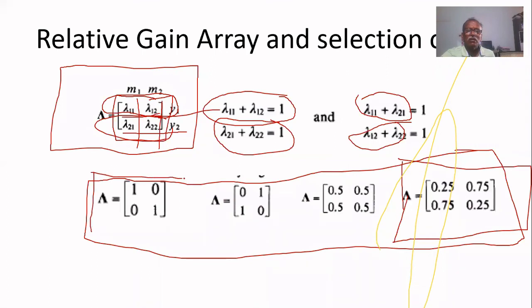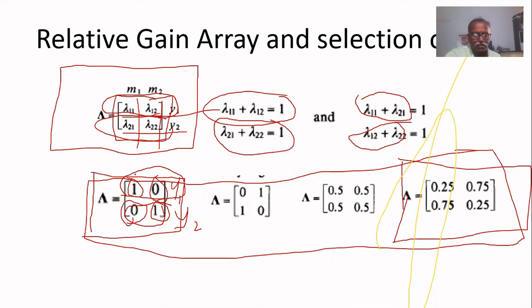Here we got a relative gain array of 1 0 0 1. It means m1 has very strong control over y1. At the same time, m2 does not have any impact on y1. Therefore, we have to couple m1 with y1. Here, m1 does not affect y2, but m2 has complete control over y2. Therefore, in this case, m1 should be used to control y1, and m2 should be used to control y2.